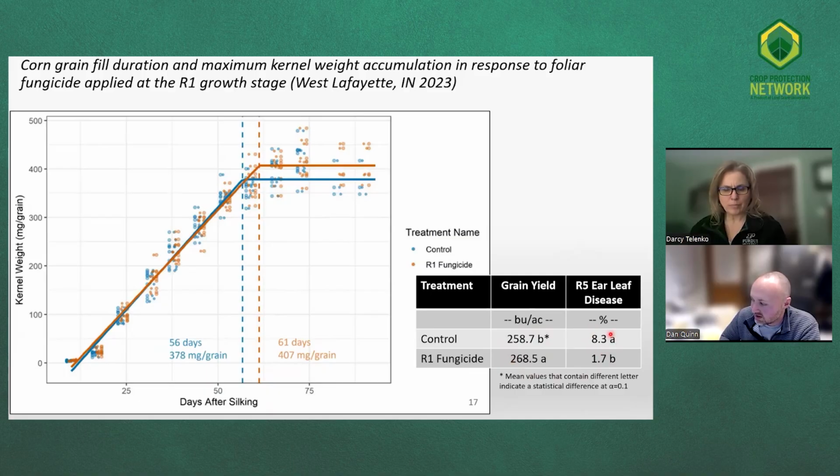Here's the overall yield, about a 10 bushel difference between the control and the fungicide, a little bit higher disease. Again, this is foliar disease percentage at that R5 growth stage. I know our tar spot severity was a little bit higher, but we also had gray leaf spot and northern corn leaf blight in 23 as well. But seeing that reduction in foliar disease percentage on that R5 ear leaf, relating to yield, but also relating to that grain fill duration.